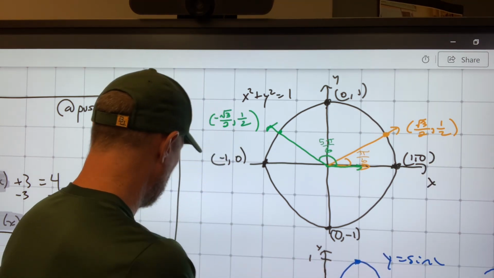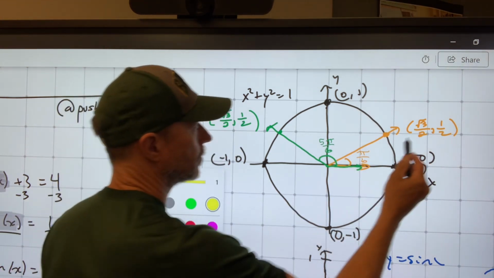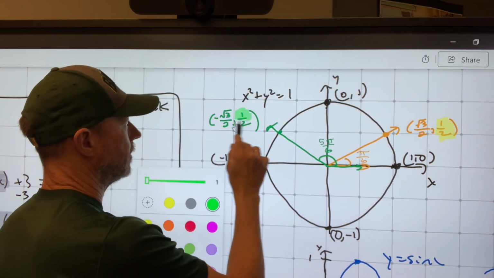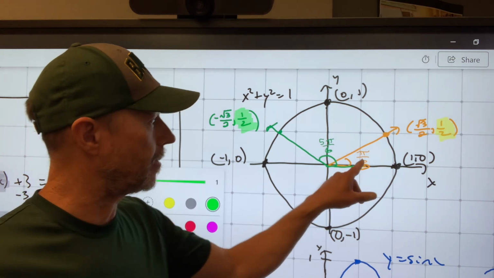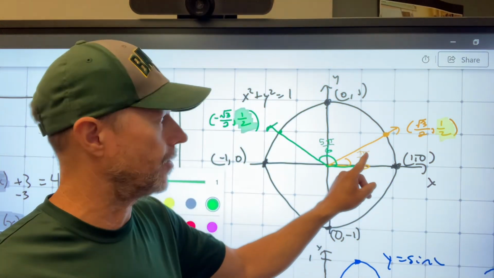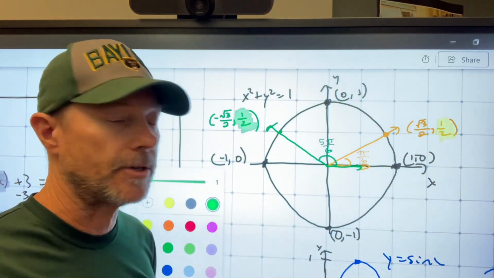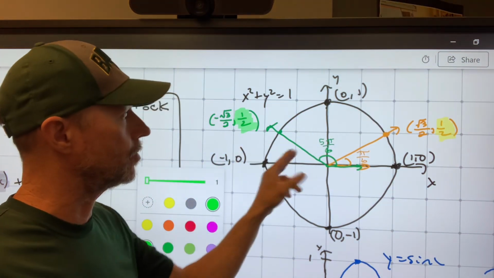We have one right here, and we have another one right here. And the first one is at pi/6, or 30 degrees if we use degrees, and the second one is at 5 pi/6, or 150 degrees if we use degrees. So those are 2 solutions right away.